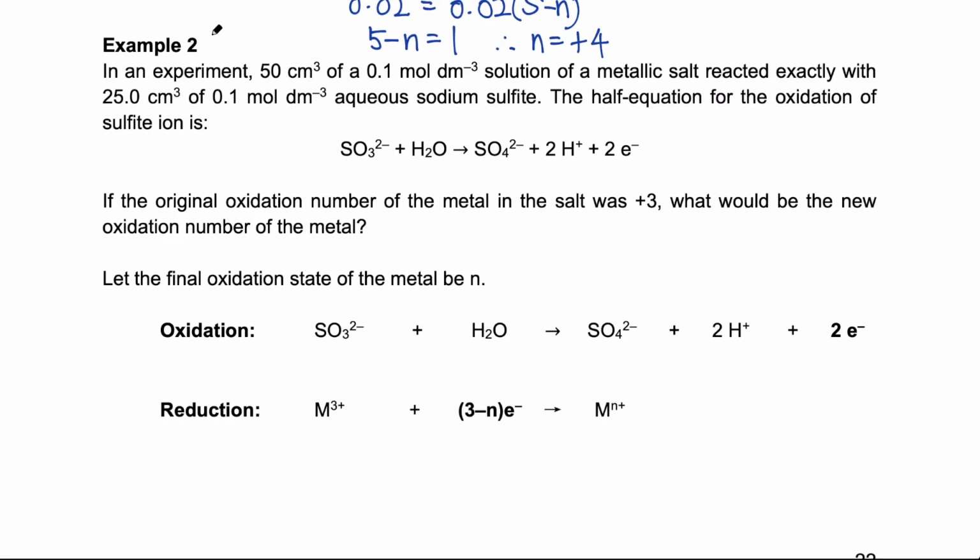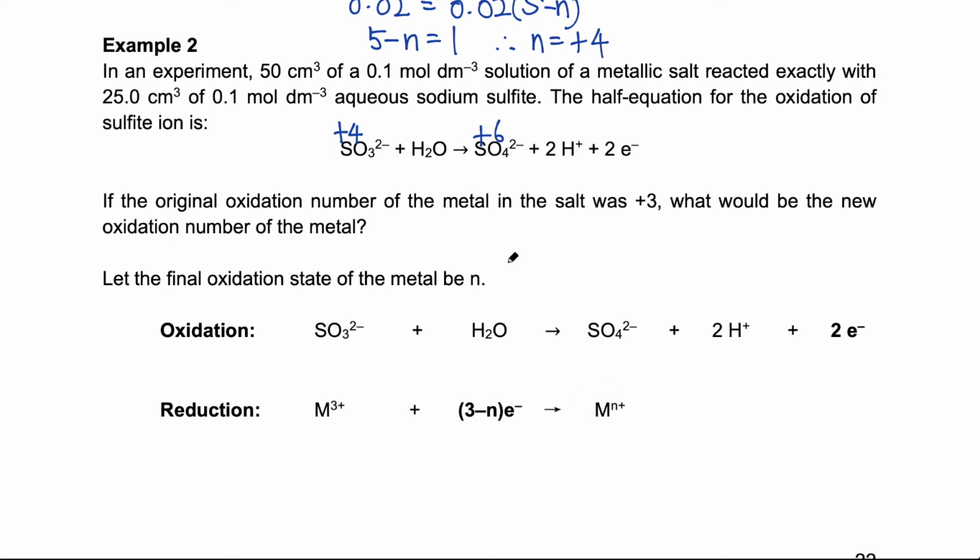In example 2, the sulfite ion is being oxidized to sulfate, and the oxidation state increases from plus 4 to plus 6 over here. They told us that the original oxidation state of the metal is plus 3. What has it been reduced to? Again, I'm going to simplify the half equation in this manner. The original oxidation state is plus 3. It has gained a certain number of electrons to get a final oxidation state of n.